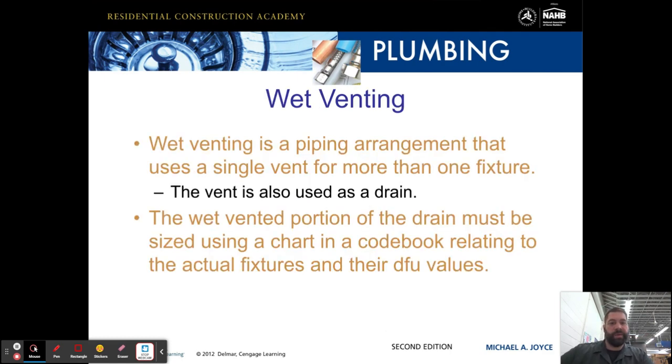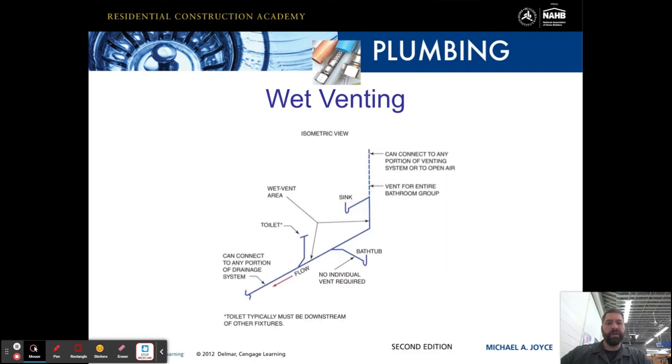Wet venting is a piping arrangement that uses a single vent for more than one fixture. The vent is also used as a drain, right? So this vent is used as a drain also. The wet vented portion of the drain must be sized using a chart in a codebook relating to the actual fixtures and their DFU values. So here is an isometric view of wet venting.